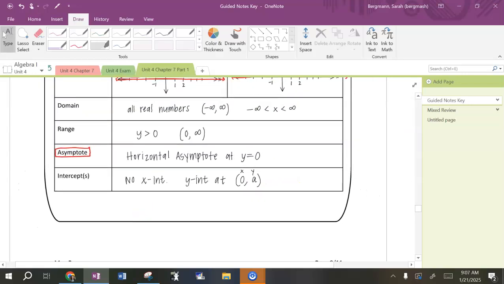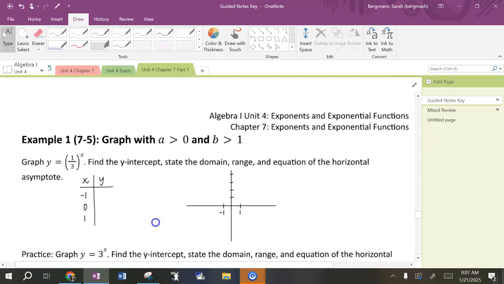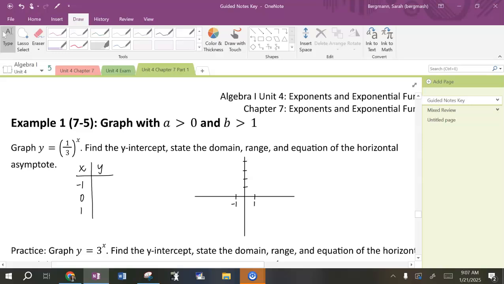All right, now we're going to take a look at another example of graphing. This one says graph y equals 1/3 raised to the power of x. Find the y-intercept, state the domain, range, and equation of the horizontal asymptote. So what I would suggest is make a little table here with -1, 0, and 1.